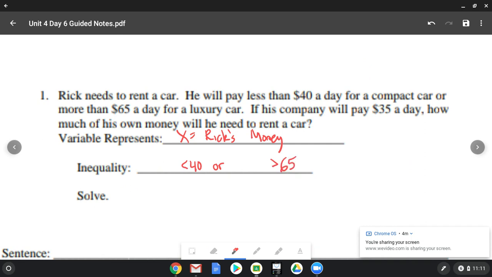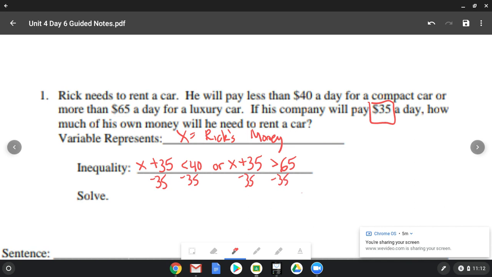So we just got to figure out what variable. So we know the variable is X. And then we got to figure out what else. Well, I think the only other thing was this $35 is what he's going to pitch in himself. So no matter if he's renting the bad car or the small car or the big car, he's pitching in the same $35. So now if we were to set this up appropriately, we have subtract 35 on both sides.